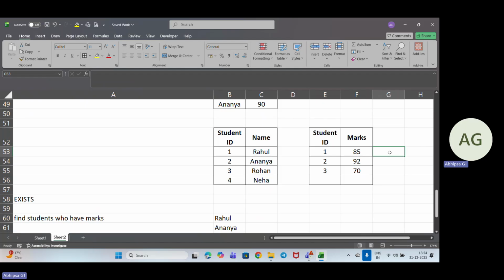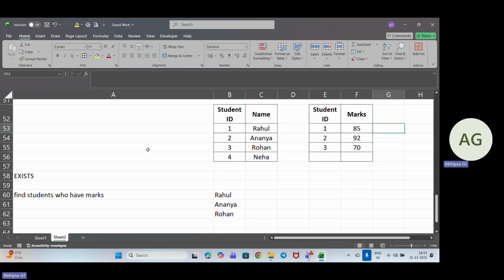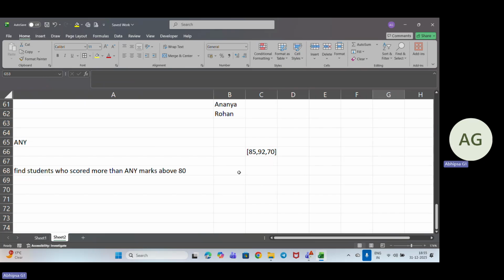Now, the important part for ANY: if we are taking greater than ANY, then it is greater than the minimum; less than ANY, then less than the maximum. If we are taking equal to ANY, that needs to match at least one value. Like this, we have to take it. So ANY is like at least one value. So for this, we will get all of these values because it asks for students who scored above 80, and all of the marks are above 80. So we will just take all.